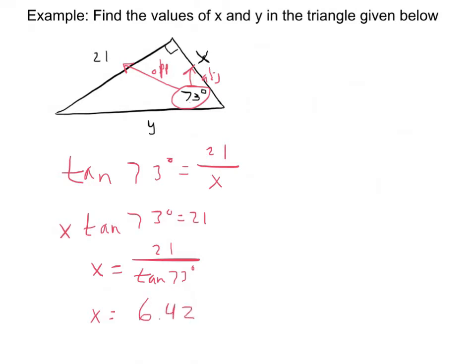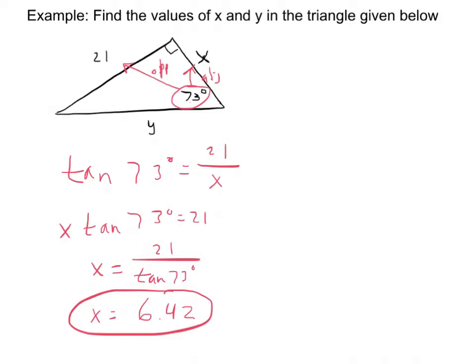You're going to hear me say this a lot. It is now worth thinking about whether that answer makes sense. Your drawing might not be to scale, but keep in mind, if this is a 73-degree angle, then this guy over here, these have to add up to 90, this has to be 17 degrees. X is going to be significantly smaller than 21, so 6.42 is a reasonable answer.